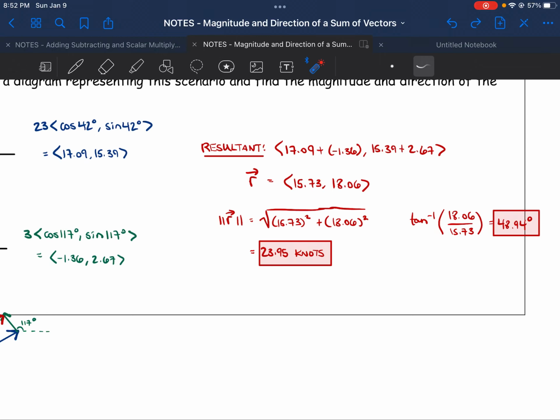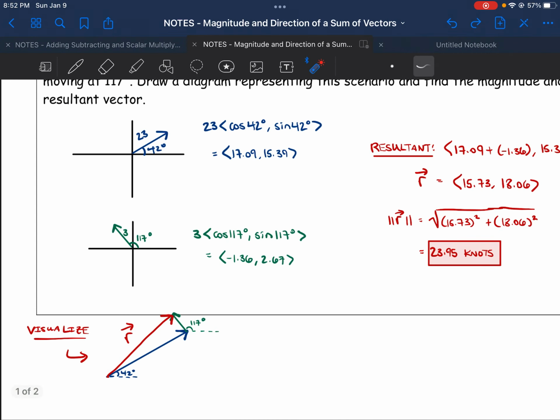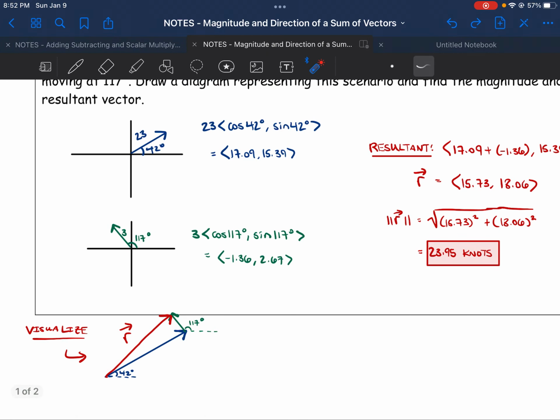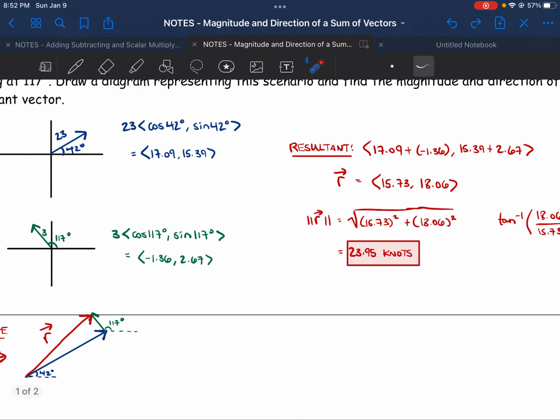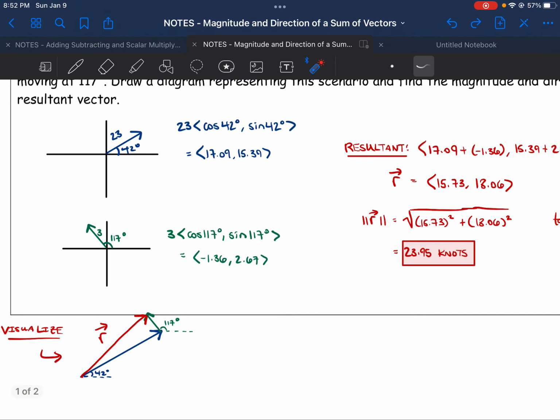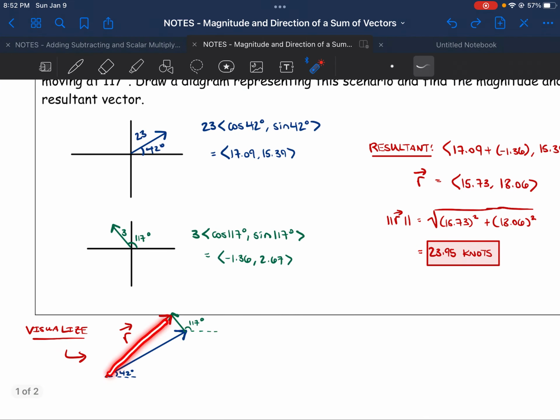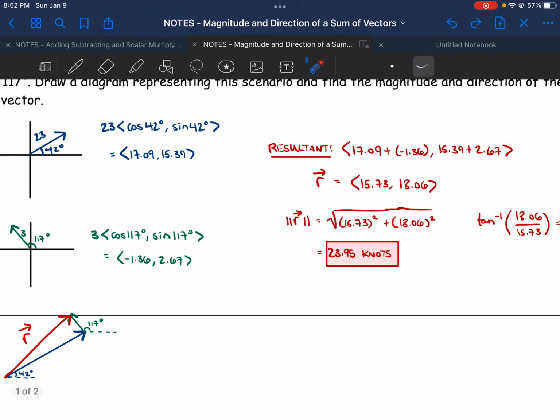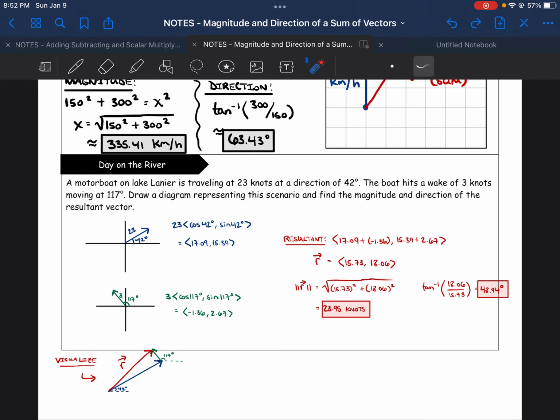Again, we want to make sure that the direction makes sense. This is about 50 degrees. We know 50 degrees is going to be in the first quadrant. Well, if we visualize this, we have a positive horizontal component and a positive vertical component. If we started at the origin, that would definitely be putting us in that first quadrant. So the degrees make sense. Okay, the angle makes sense. We don't need to add 180 or add 360 or anything like that.